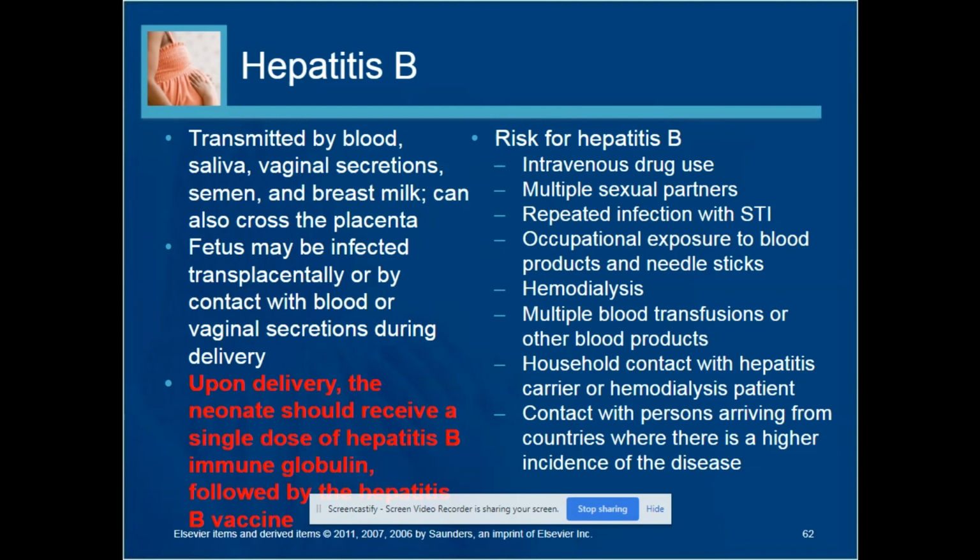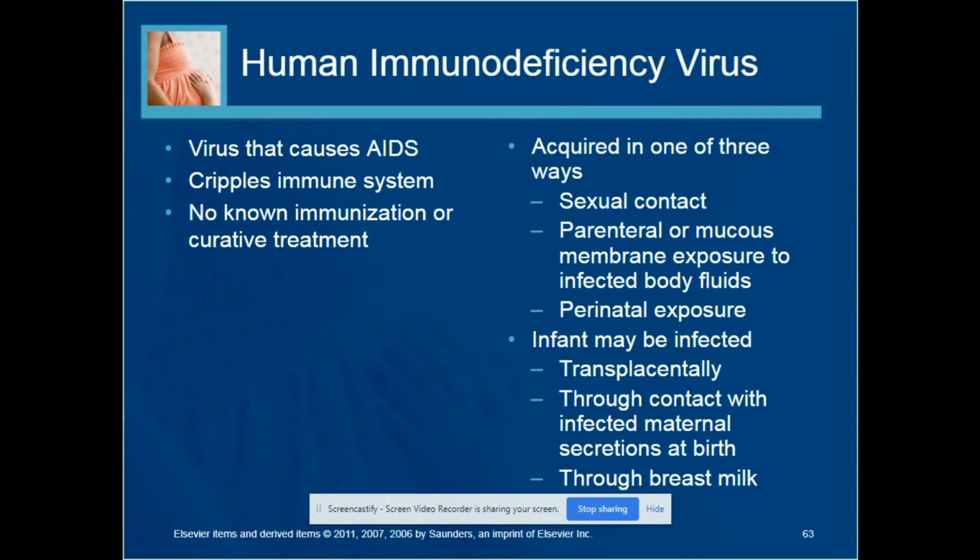Risk for hepatitis B includes intravenous drug use, multiple sex partners, repeated infections with STIs, occupational exposure to blood products and needle sticks, so healthcare workers, hemodialysis, multiple blood transfusions or other blood products, household contacts with a hepatitis carrier or a hemodialysis patient, contact with persons arriving from other countries where there's a higher incidence of hepatitis B.